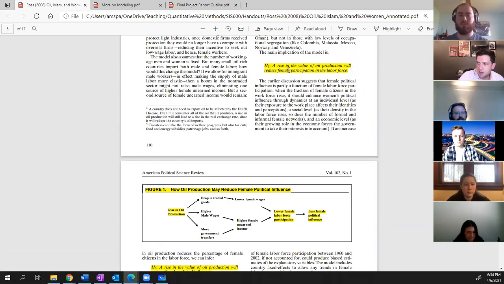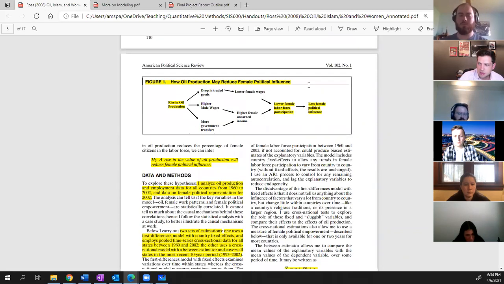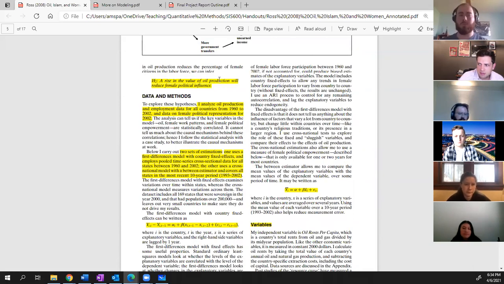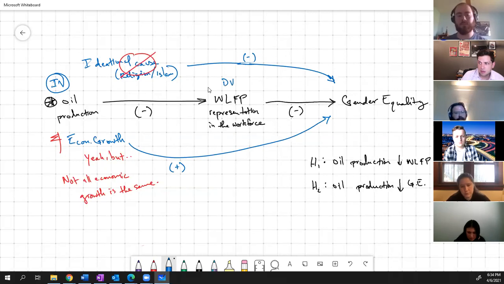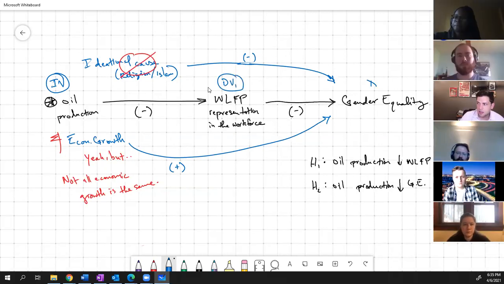So we get these two different hypotheses, right? A rise in the value of oil production will reduce female labor force participation, and a rise in the value of oil production will reduce female political influence. And so what that means is we have oil production as the independent variable, right? And we have gender equality and women's labor force participation as two different dependent variables, right? So this is dependent variable one, and this is dependent variable two, and they correspond to these two different hypotheses. Patrice?